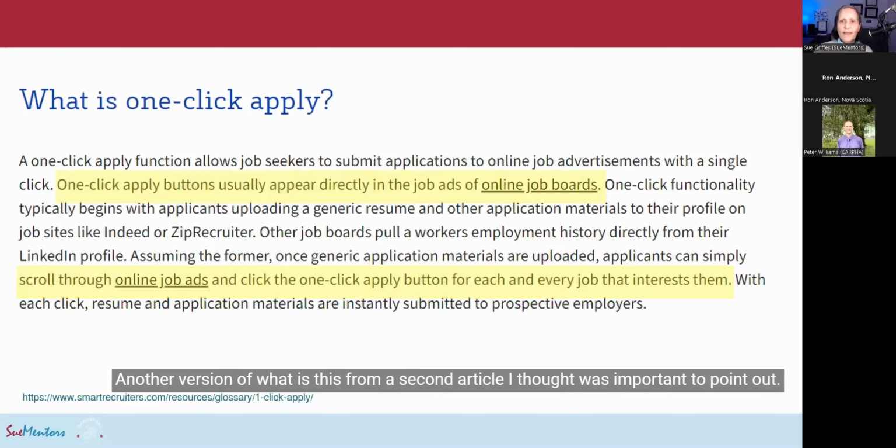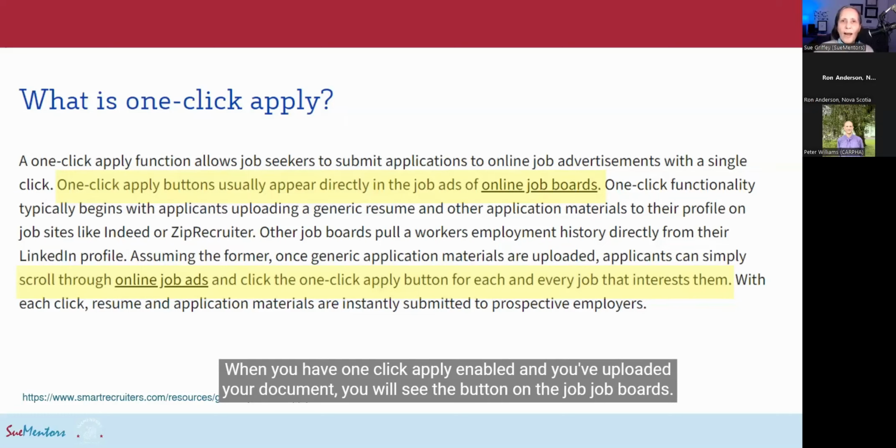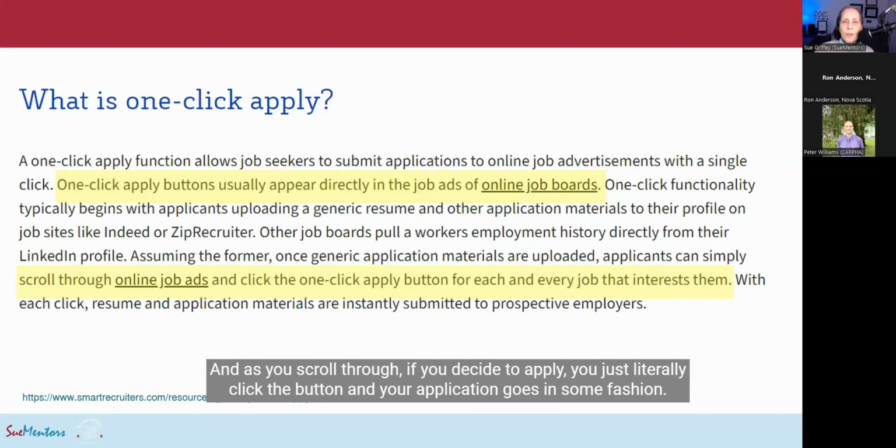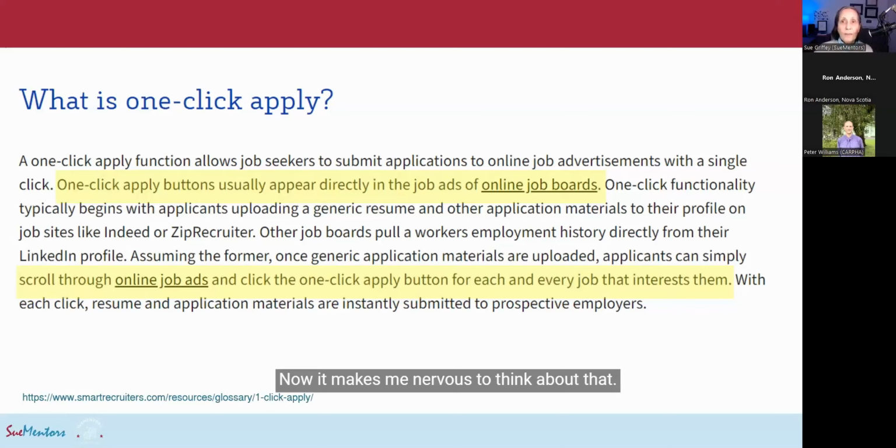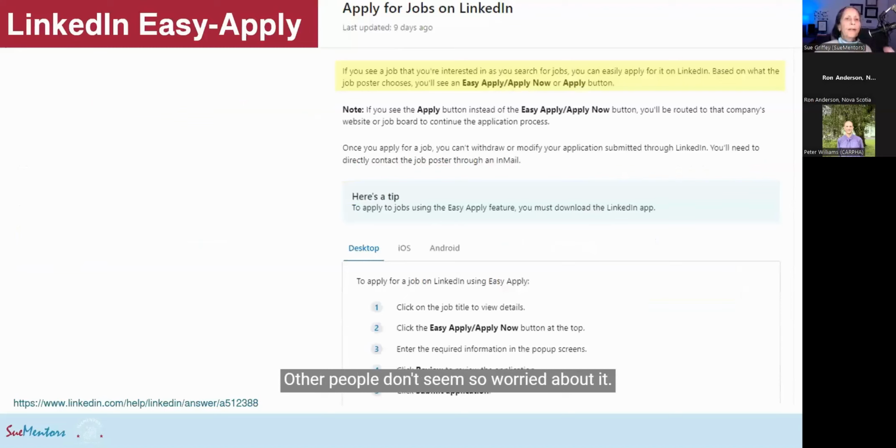Another version of what this is, from a second article I thought was important to point out. When you have one-click apply enabled and you've uploaded your documents, you will see the button on the job boards. And as you scroll through, if you decide to apply, you just literally click the button and your application goes in in some fashion. Now, it makes me nervous to think about that. Other people don't seem so worried about it.